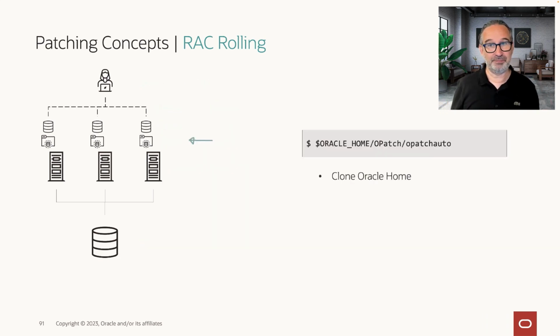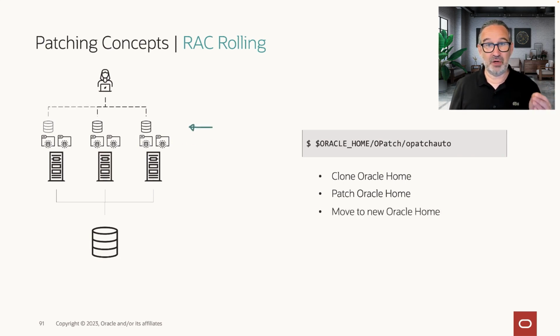So what do I do? Again, same thing. And here we can use opatch auto, which is sort of an orchestrated opatch way. I clone my Oracle home. I provide a new Oracle home, whatever I prefer. And then I run opatch auto. So it patches now node by node. The instances get patched. But the database still remains up and running while that happens. No interruption.